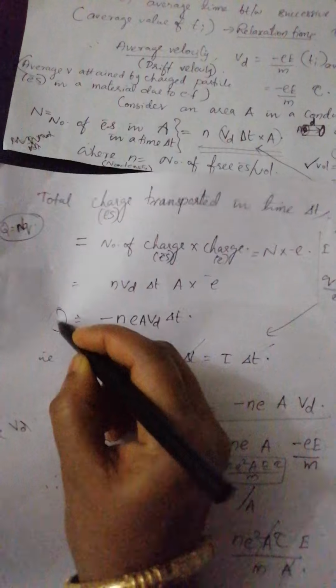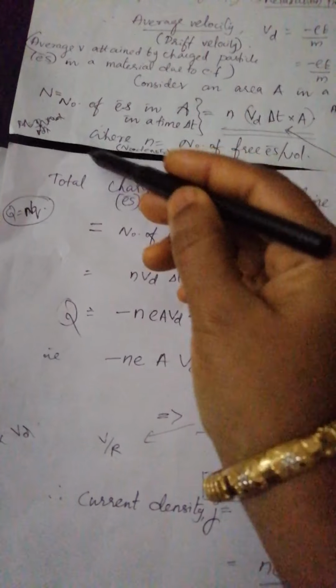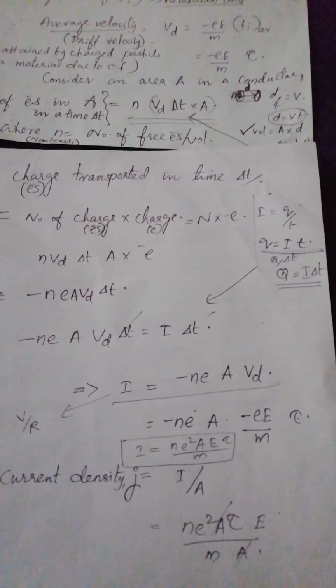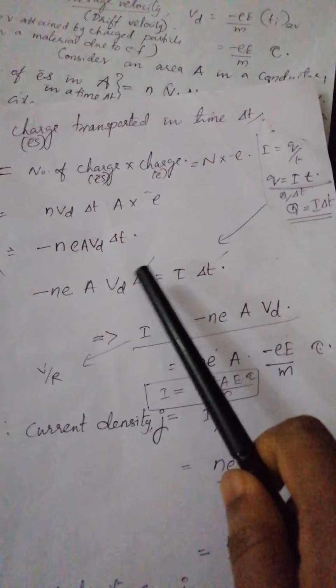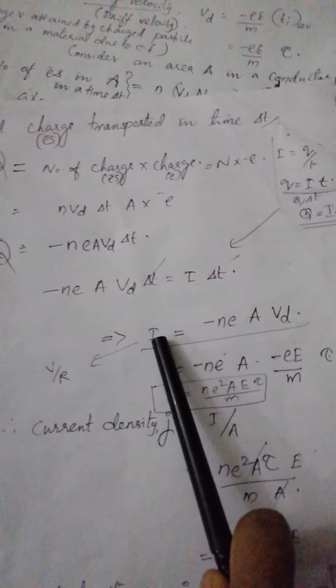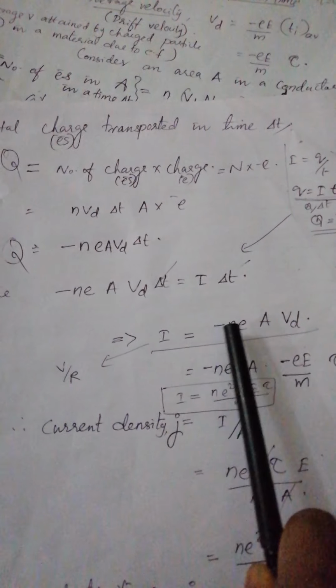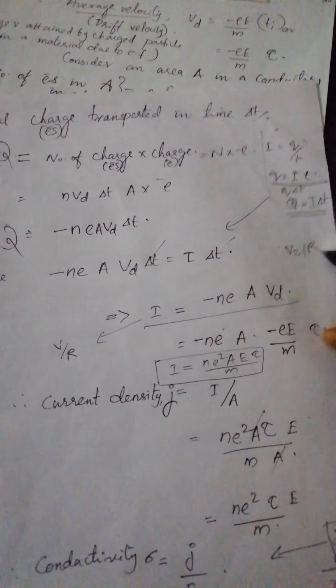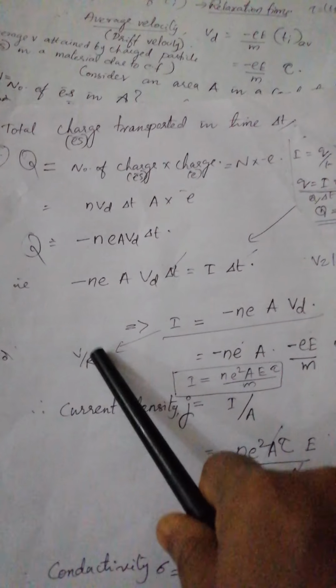This is actually total charge flowing, q, and it is equal to I delta t. From this equation, delta t gets cancelled and we will get current is equal to minus NeAVd. We know by Ohm's law I is V by R, or we can write V is equal to IR. That means I is equal to V divided by R.